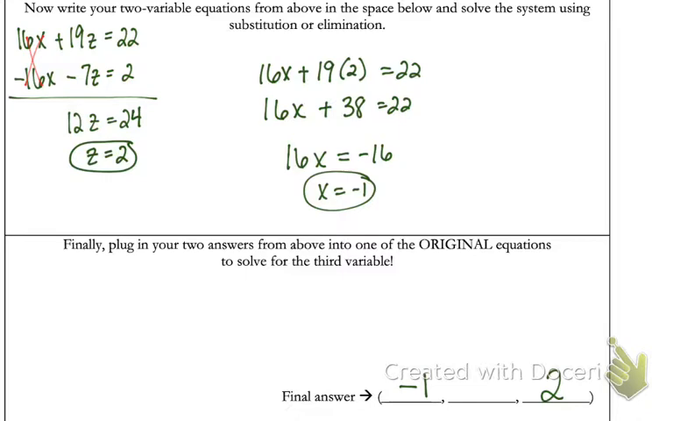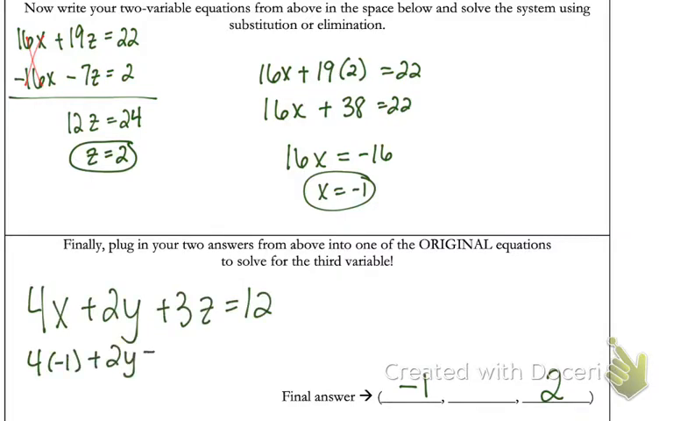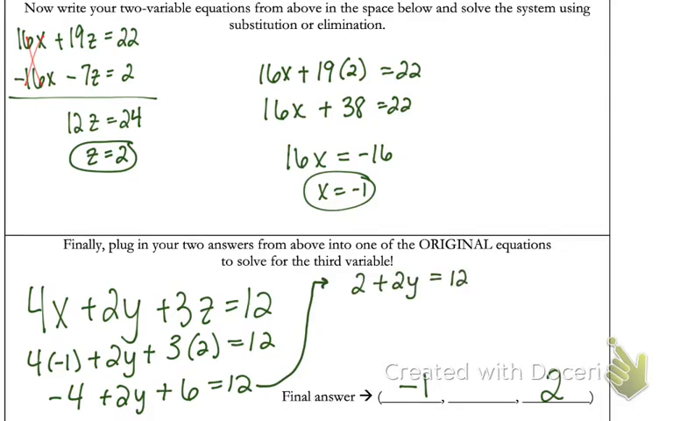In our final box, we're going to take one of the 3 original equations from the start of the problem. I picked the first one. And we're going to plug in -1 for x and 2 for z and solve for y. Again, just be very careful with all the multiplication, adding, and subtracting going on here. Our final answer is the point -1, 5, 2.